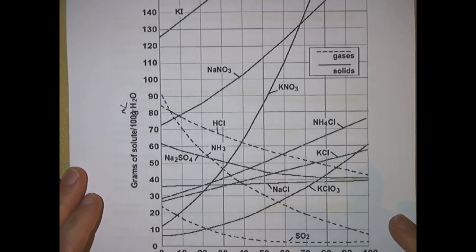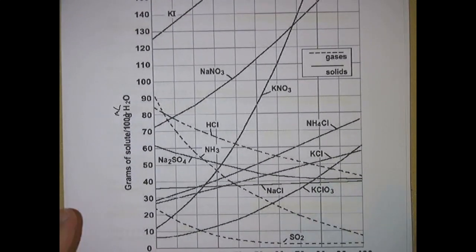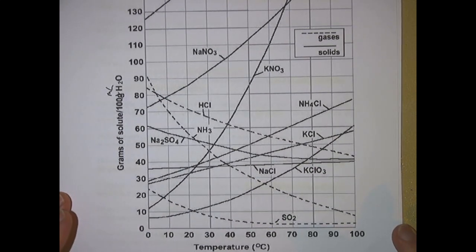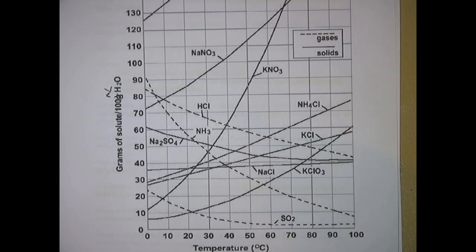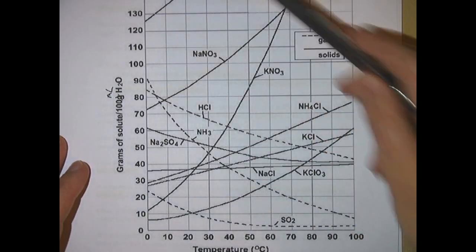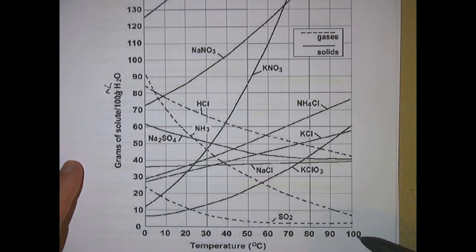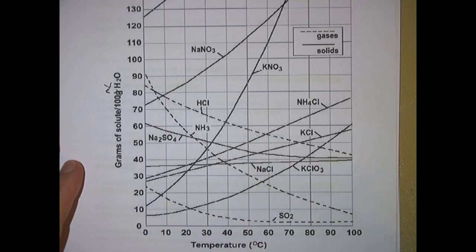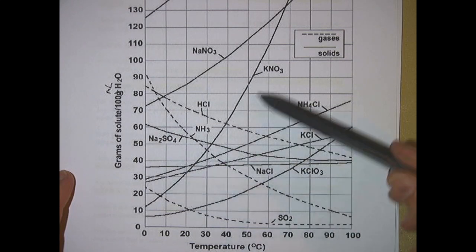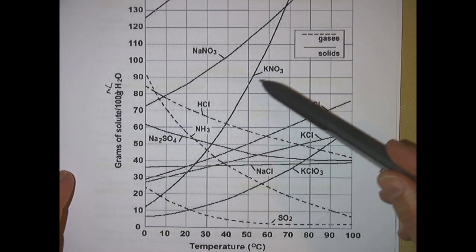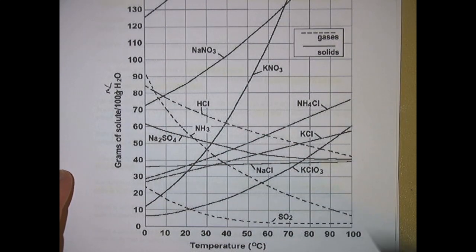So what you have to imagine here is that you have a fake glass of water, and the glass of water is 100 milliliters, and then this is how much of each of these different substances can dissolve in that water from 0 to 100 degrees Celsius. It's not like one cup of water and you dump all of these things in there. It's just one fake cup of water, and you have, for example, potassium nitrate, KNO3, in it, and this is the line that represents that.